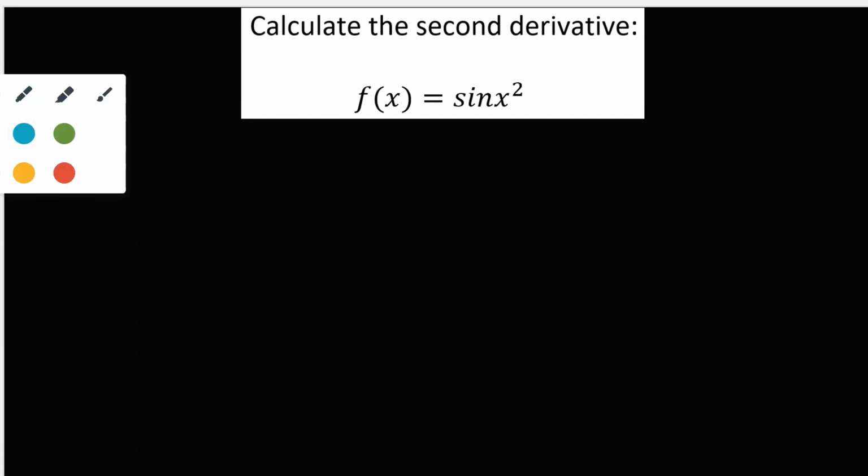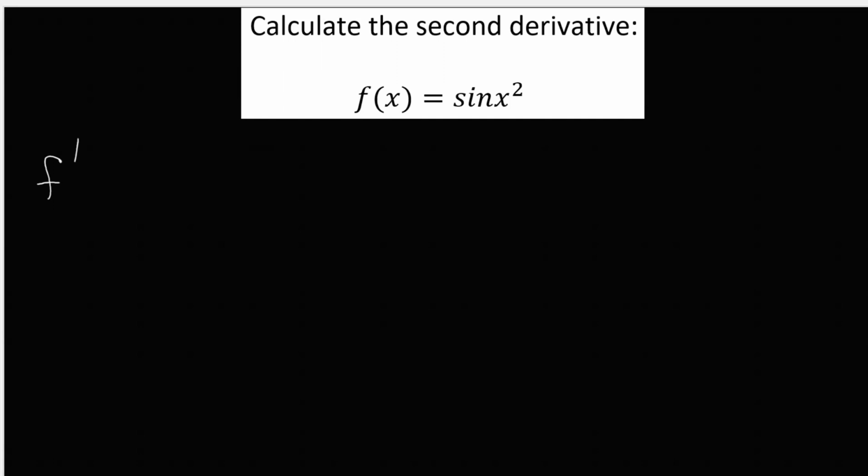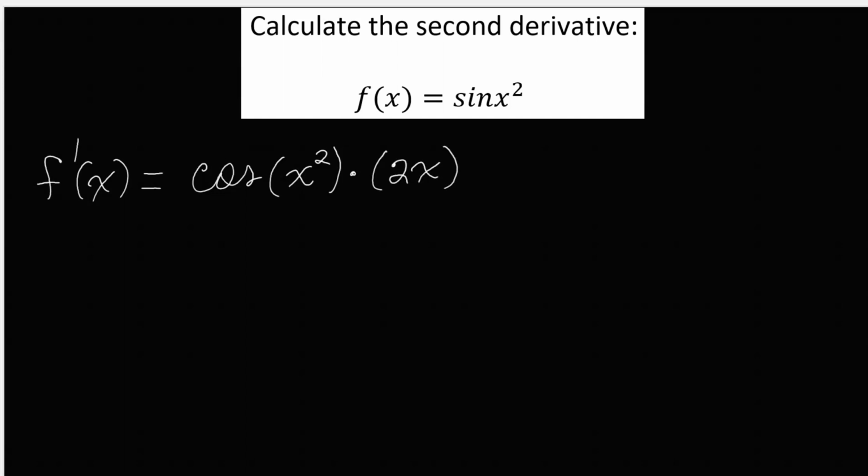So for the first derivative, we would say the chain rule is going to apply because we have sine of x squared, with x squared being our inside function. So the chain rule says the derivative of the outside function, which would be cosine, keeping the inside function the same, multiplied by the derivative of the inside function, which would be 2x. All right, so here we would write it as 2x cosine of x squared, 2x multiplied by cosine of x squared. So that is the first derivative.